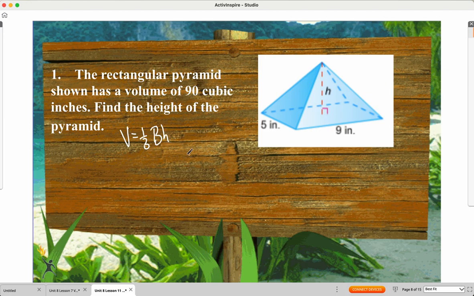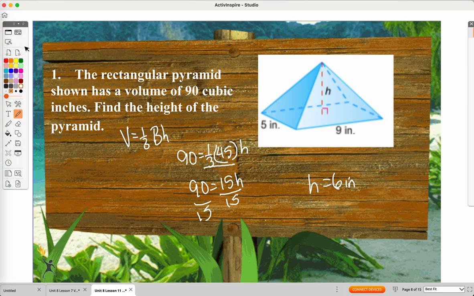So I know I've got 90 equals 1/3. Make sure the 1/3 is on the opposite side. Big B I can get now, it's a rectangular prism, it's 45 times H. So I can put these two together to get 90 equals 15H. Divide both sides by 15. And 90 divided by 15 is 6. So I get my height is 6 inches.